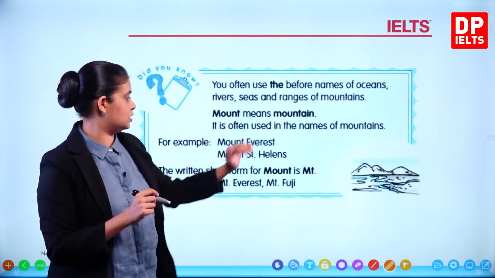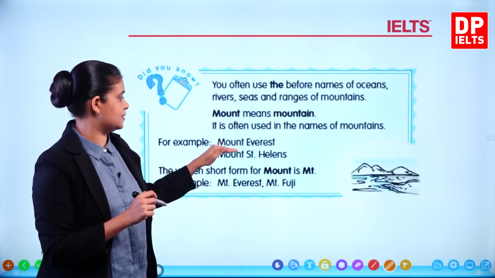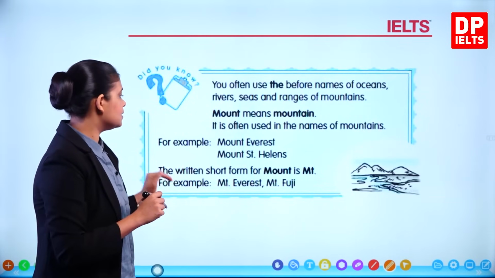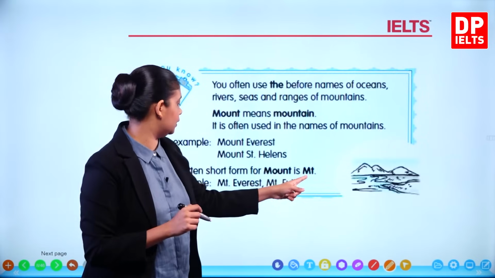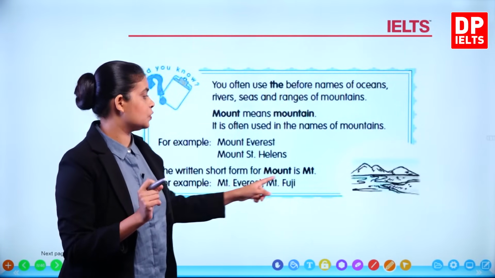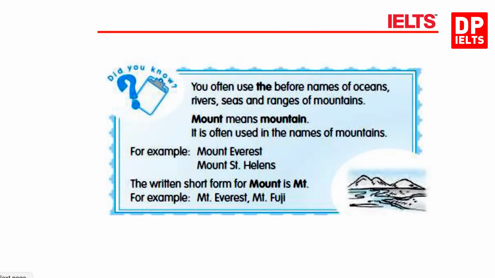Mount means mountain, so you can use it as Mount Everest. Okay? Mount St. Helens. Some people would use the shortened form MT as an abbreviation, and that talks about a mountain. Mount Everest, Mount Fuji. Okay?